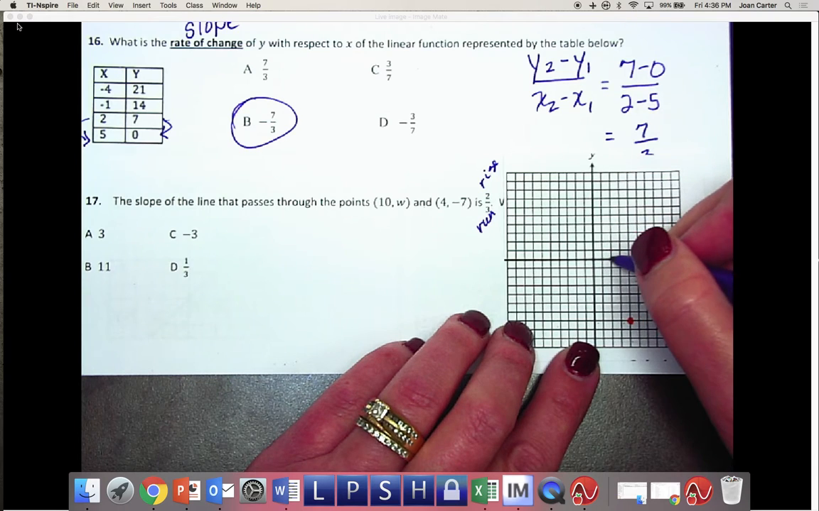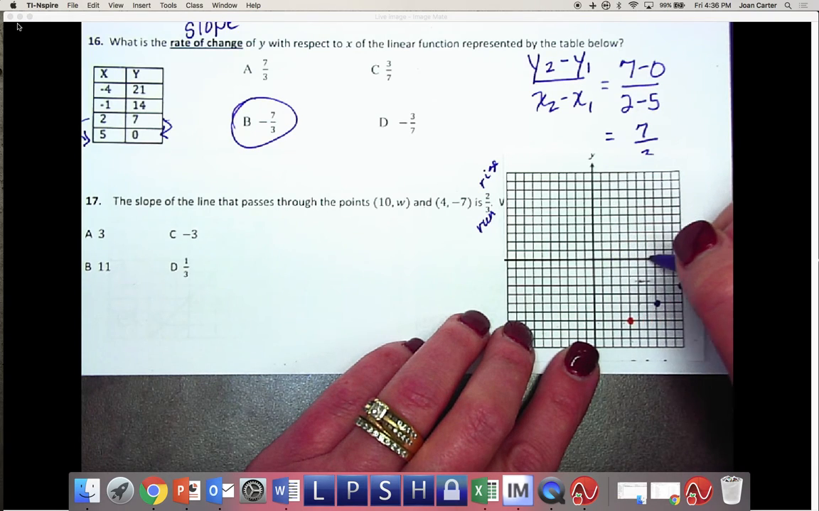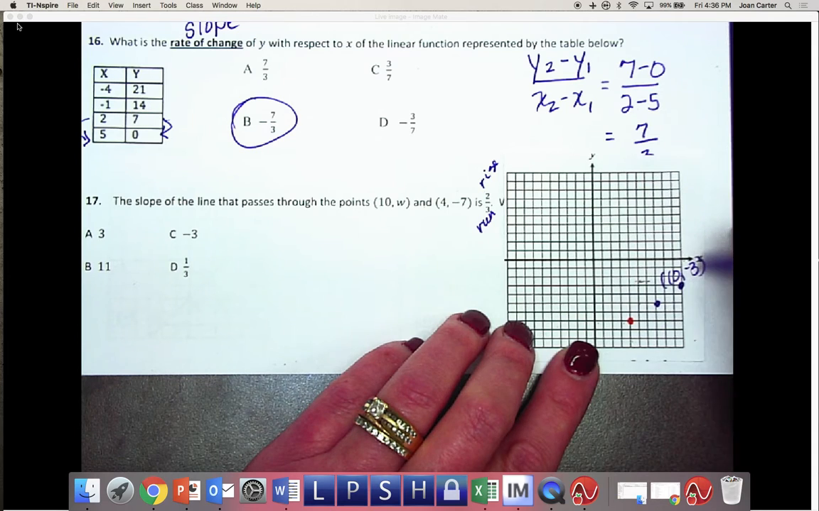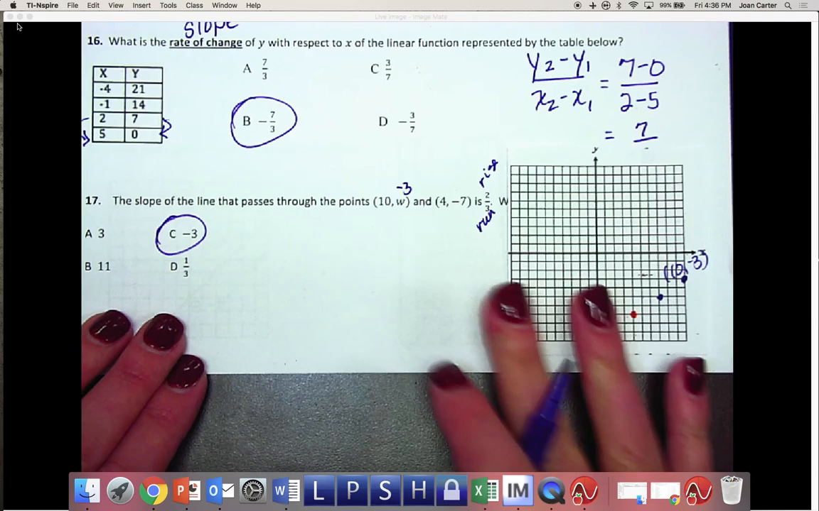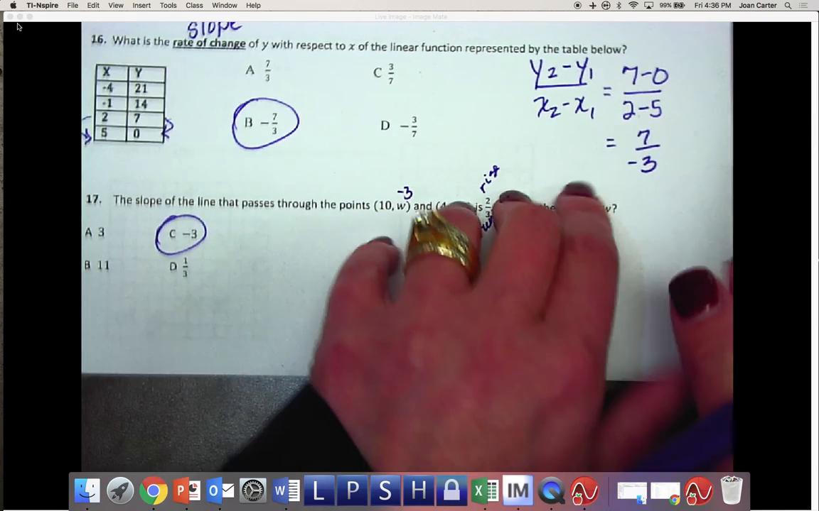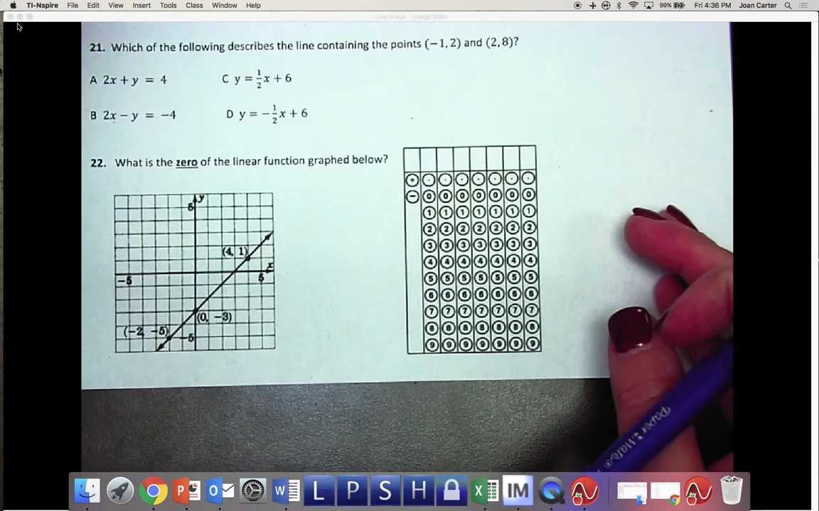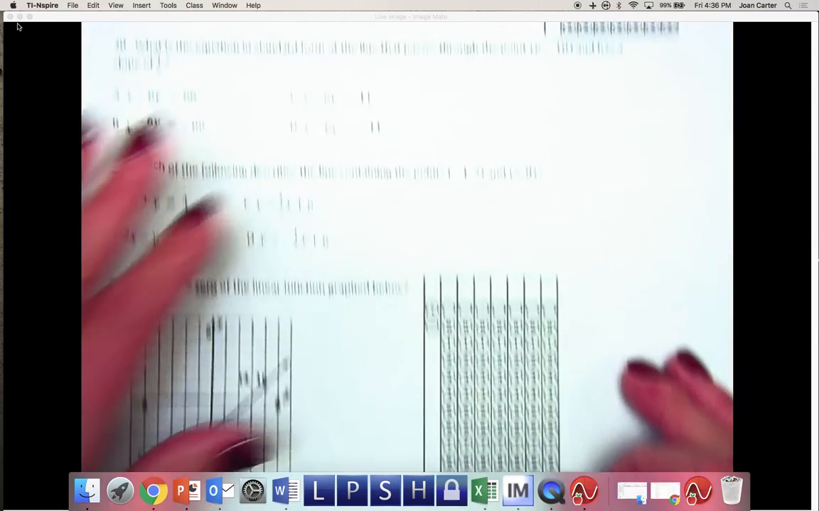So this is 1, 2, 3, 4, 5, 6, 7, 8, 9, 10, 1, 2, 3. This is 10, negative 3. So it's negative 3. Okay.